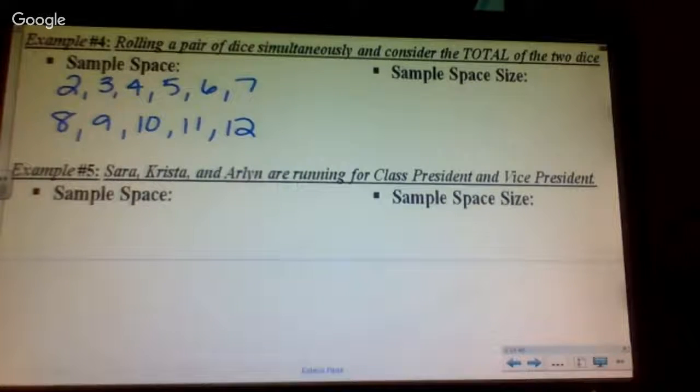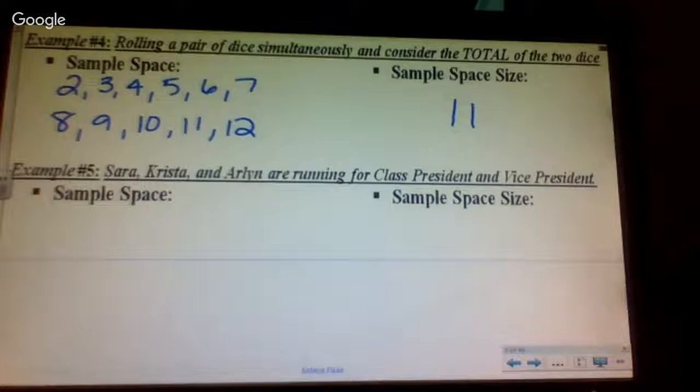So I have a sample space size of what? 11. It was an accident. He said 10, because you can't roll a 1. You've got a pair of dice, so the smallest you can roll is a 2.